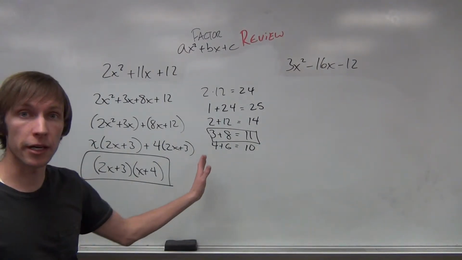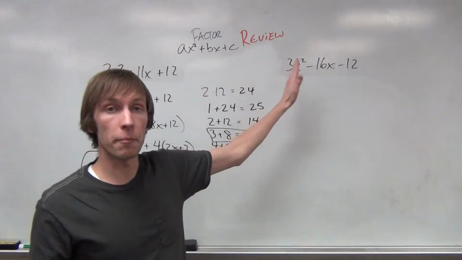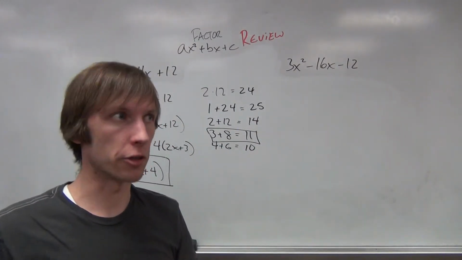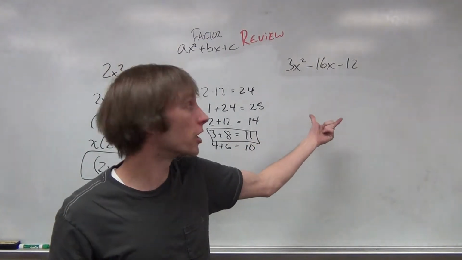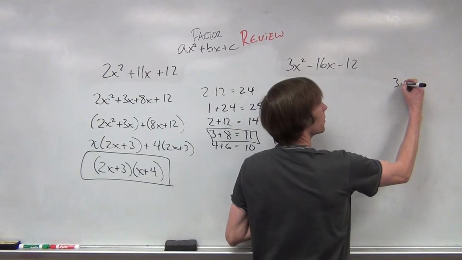Now let's do the same thing with maybe a slightly more difficult example. Here we have 3x squared minus 16x minus 12. Okay, you'll notice that there's negative signs here. You'll notice that the sum here is a negative number and the product is a negative number. When we multiply 3 times negative 12, we get negative 36.